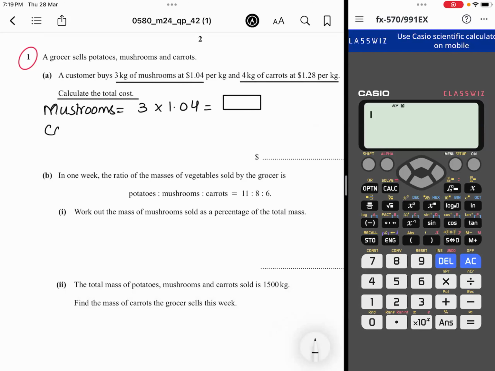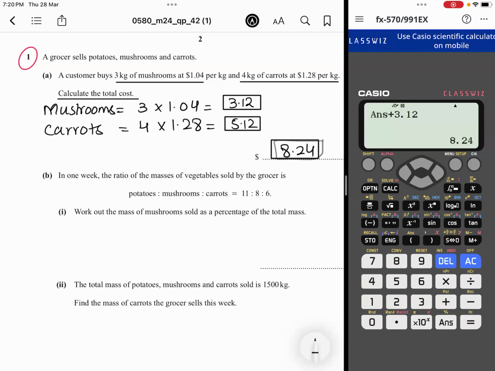And then we have carrots. He bought 4 kg of carrots at 1.28. So the cost of 3 multiplied by 1.04 is $3.12 for mushrooms, and 4 multiplied by 1.28 for carrots is 5.12. If we add those, 5.12 plus 3.12, $8.24 is the total price the customer paid to the shopkeeper.